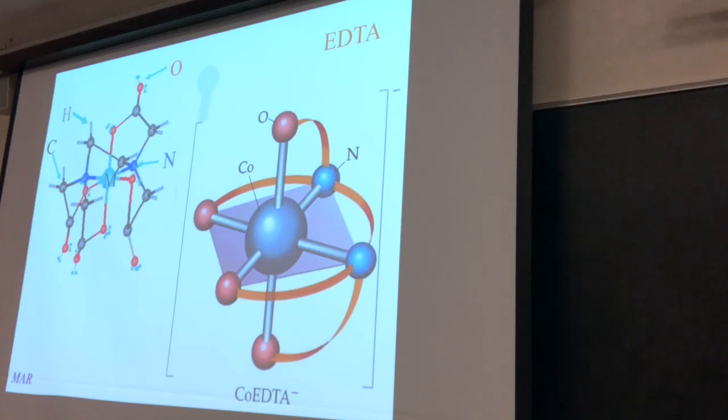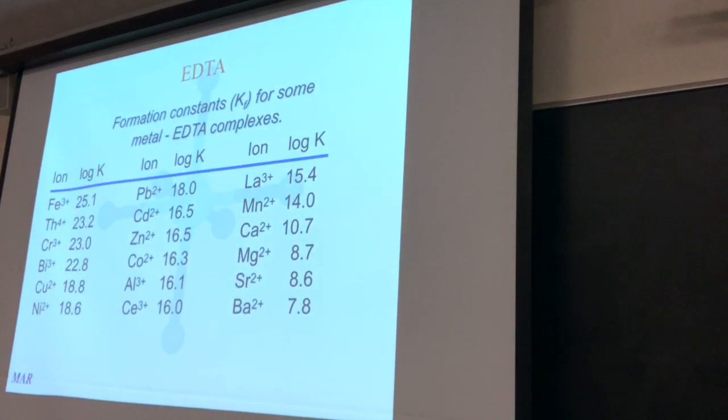+3, that's right. So if EDTA is -4, and the whole molecule is -1, this is a cobalt-3 ion, all right? So this cobalt-3 is being surrounded by the EDTA. These are the log of equilibrium constants, all right? Now, to get the actual equilibrium constant, you would go 10 to the power of 15.4. So these Ks are just massively large, like a lot of the formation constants we've seen.